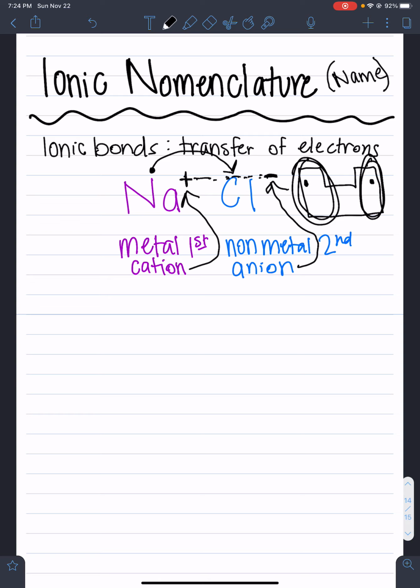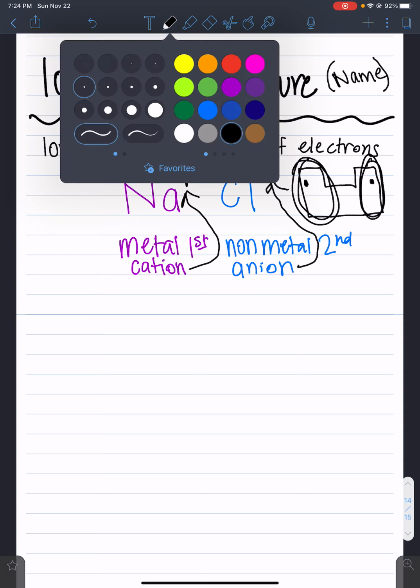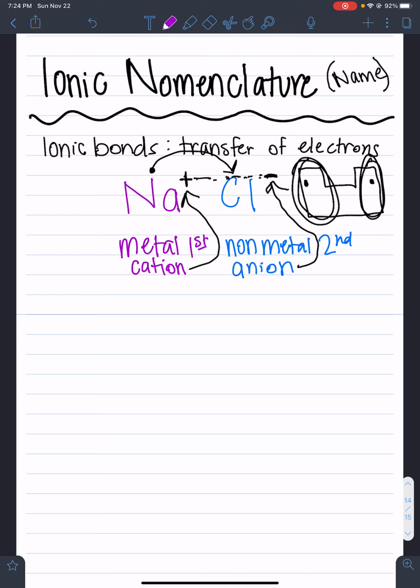So now let's actually write the name. You're going to be using the names on your periodic table. For the first part, the metal part, it stays exactly the same. So you just find Na on your periodic table and you write the name down. If you look in group 1A, you see Na is sodium. So sodium is the first part of its name. This is going to stay the same. For every ionic bond that you do, the first part stays the same. The second part, however, is going to change.